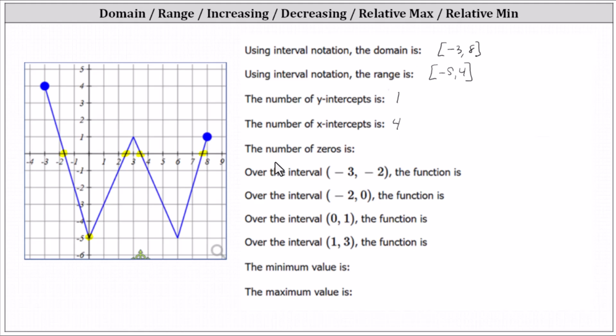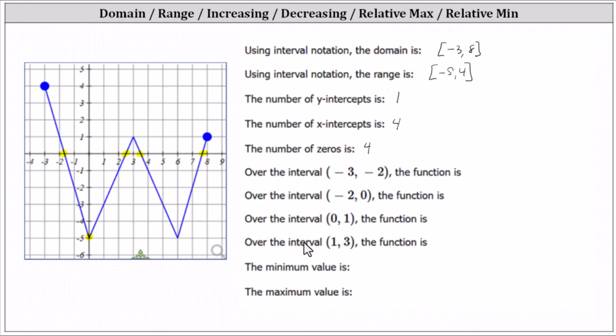Next, we want to determine the number of zeros. The zeros of a function are the x values for which the output or function value is 0. Graphically, the zeros are the x values of the x-intercepts. Because we have 4 x-intercepts, we have 4 zeros.